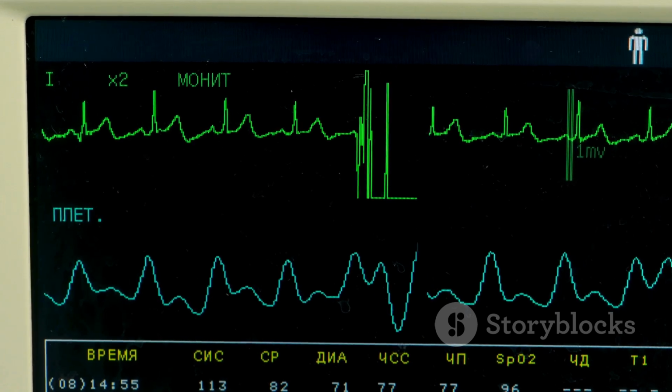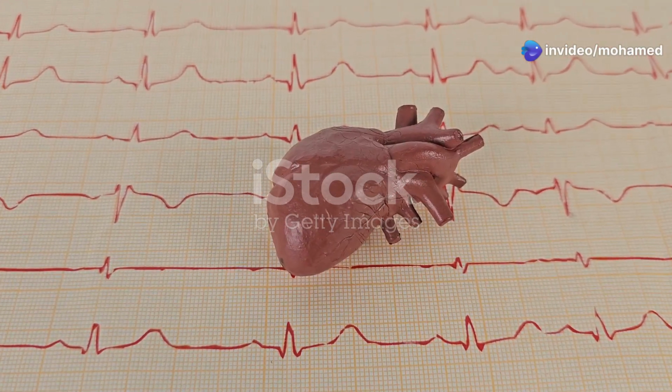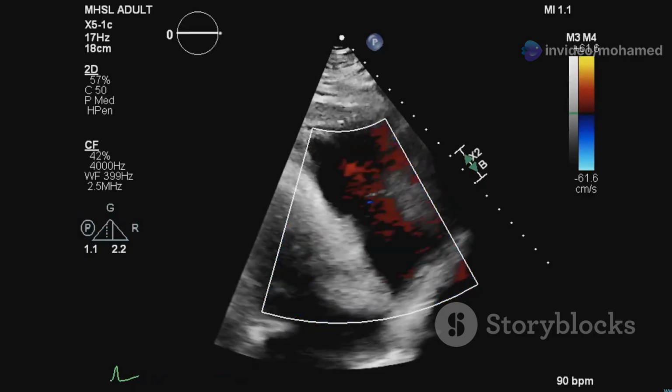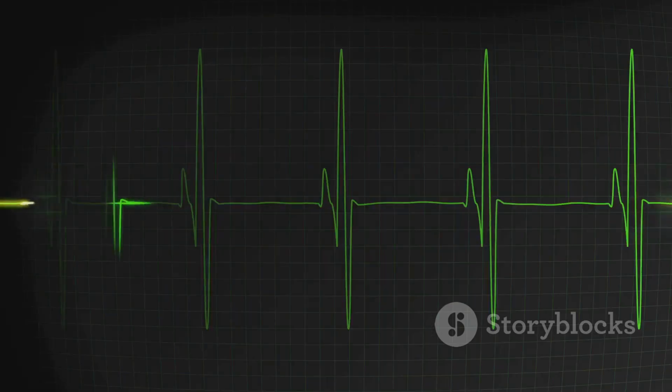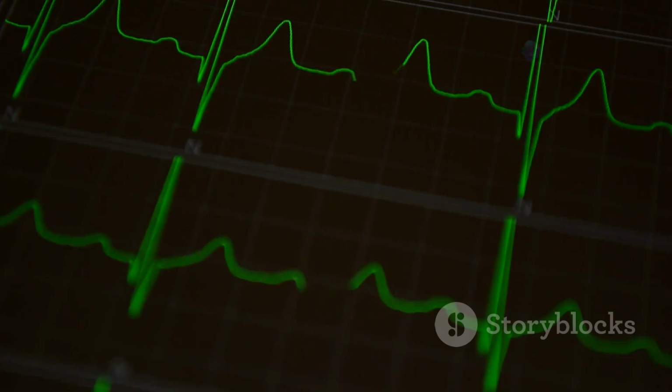The P wave is the first wave on a normal ECG. It represents the electrical activity in the atria. The atria are the heart's upper chambers. They receive blood from the body and lungs. The P wave is usually small and rounded. It indicates that the atria are contracting.